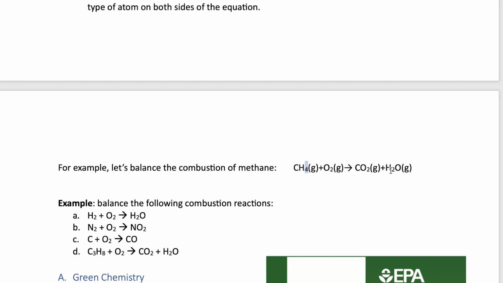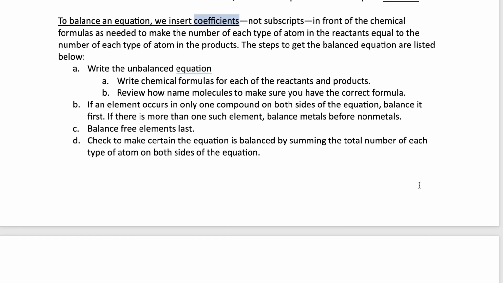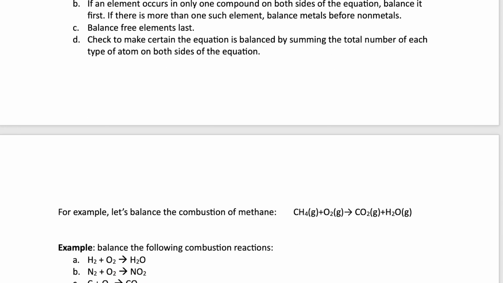The subscript here is 2, which tells you that there's 2 hydrogens. So in order to make it equal, I put something called a coefficient. And that's a number that you put in front of the chemical species. So in this case, I'll put 2 right here. That number 2 multiplies into these water molecules.